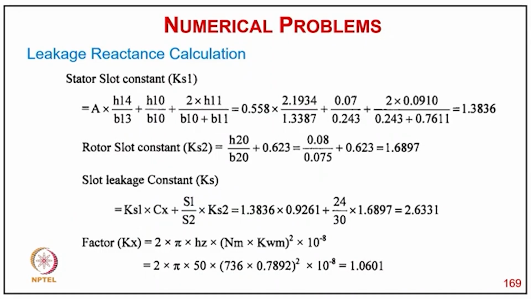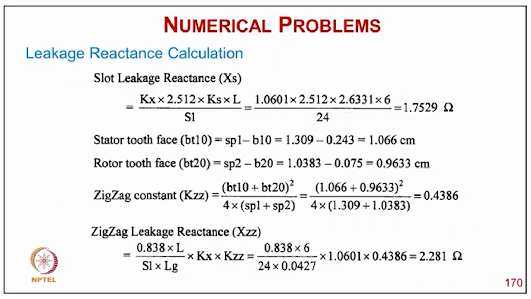Now the slot leakage, putting in this relation, comes to 1.3836, and the rotor slot constant comes to 1.6897. The slot leakage on S1 CX by this relation comes to 2.6331, and the flux factor, putting in the value, comes to 1.0601. The slot leakage from the relation comes to 1.7529, and the slot tooth phase comes to 1.067.